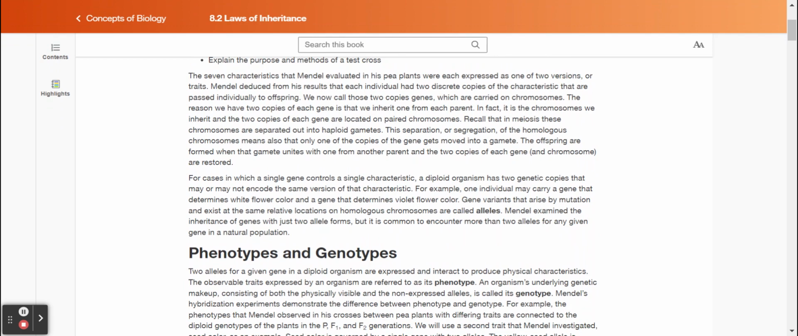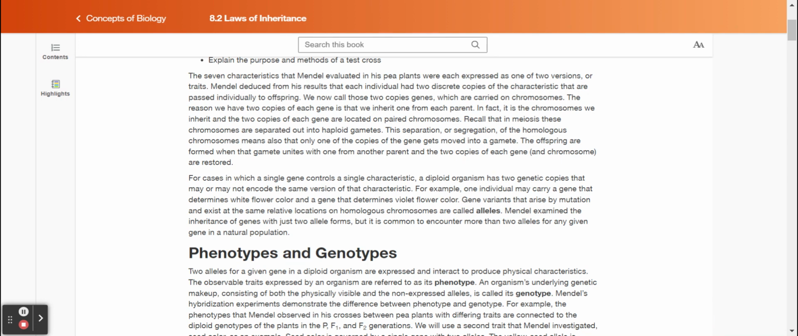The 7 characteristics that Mendel evaluated in his pea plants were each expressed as one of 2 versions, or traits. Mendel deduced from his results that each individual had 2 discrete copies of the characteristic that are passed individually to offspring. We now call those 2 copies genes, which are carried on chromosomes. The reason we have 2 copies of each gene is that we inherit one from each parent. In fact, it is the chromosomes we inherit, and the 2 copies of each gene are located on paired chromosomes.